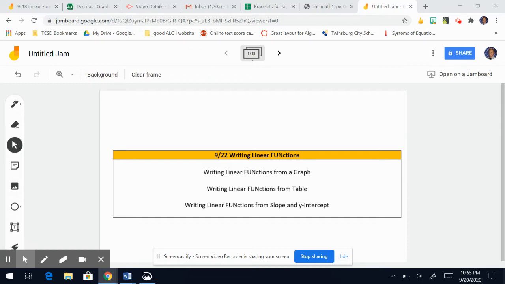Today's lesson: writing linear functions from a graph, from a table, and then with slope and y-intercept form. On your mark, get set, let's go.